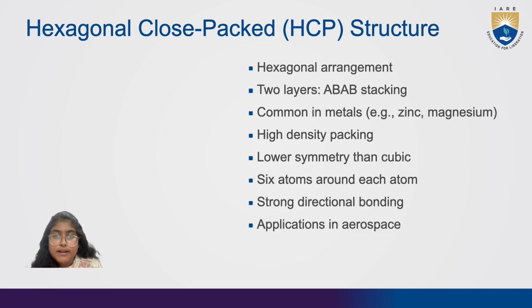HCP is common in metals like zinc and magnesium and is known for its high-density packing, similar to FCC. However, it possesses lower symmetry compared to cubic structures. In HCP, each atom is surrounded by six atoms in its own layer, and three atoms each in the layers above and below, totaling 12 close neighbors. The bonding in HCP structures can often exhibit strong directional characteristics, and these materials find significant applications in the aerospace industry due to their strength-to-weight ratio.